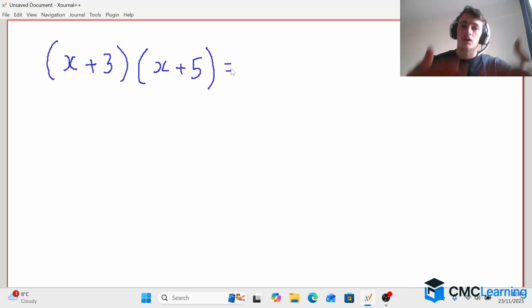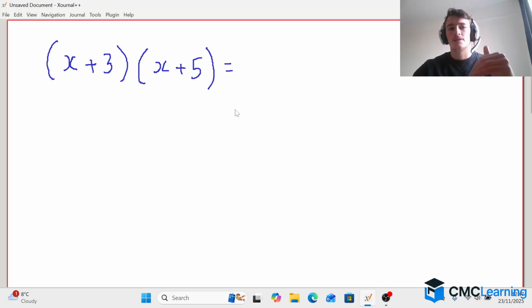Not only are we going to go over how to expand brackets, we're going to go over why we expand them the way we expand them. This is going to make expanding brackets really easy for you, and you're going to really understand it. So let's get straight into it. First of all, we'll go into actually how we expand brackets.